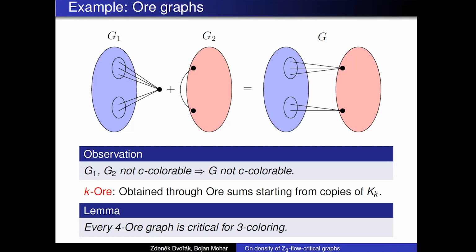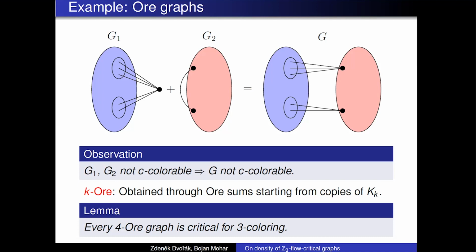Let's say a graph is k-OR if you can obtain it by these OR sum operations, starting from copies of the clique on k vertices. It is not completely trivial, but it is possible to prove that every 4-OR graph is critical for 3 coloring. So if you start with cliques of size 4 and glue them together using this operation in any way you want, you will get larger and larger graphs that are critical for 3 coloring.